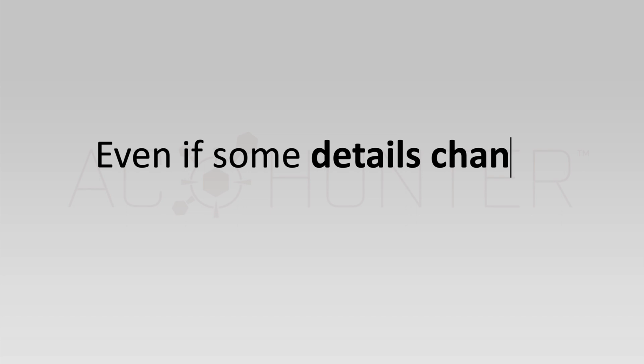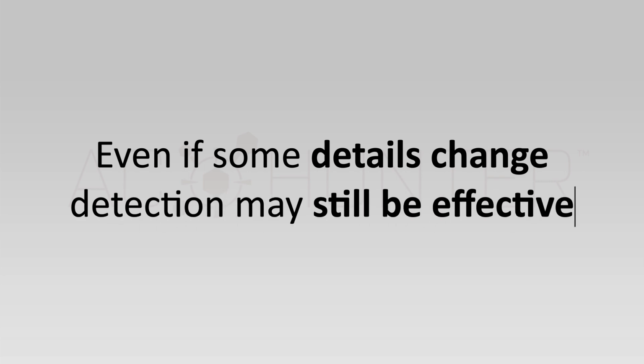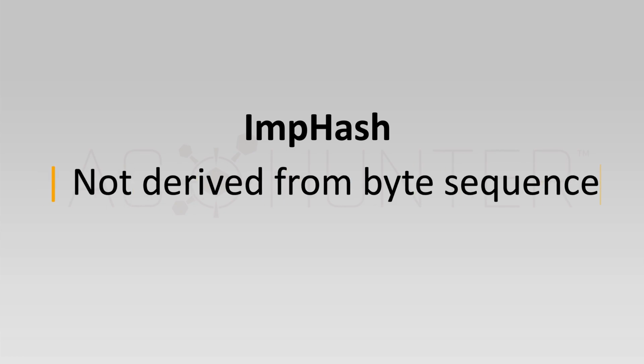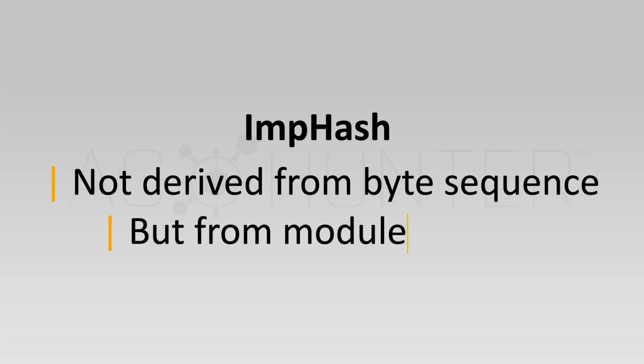Thus, even if some details change, for example a few bytes, the detection may still be effective since it focuses on patterns, not specifics. On this very note, we can, for example, use an imphash, since it is derived not from the full sequence of specific bytes, but rather from the specific module imports. Thus, even if a malware author, for example, changes the names of functions and variables, the imphash will remain the same as long as the exact same modules are imported in the same order.